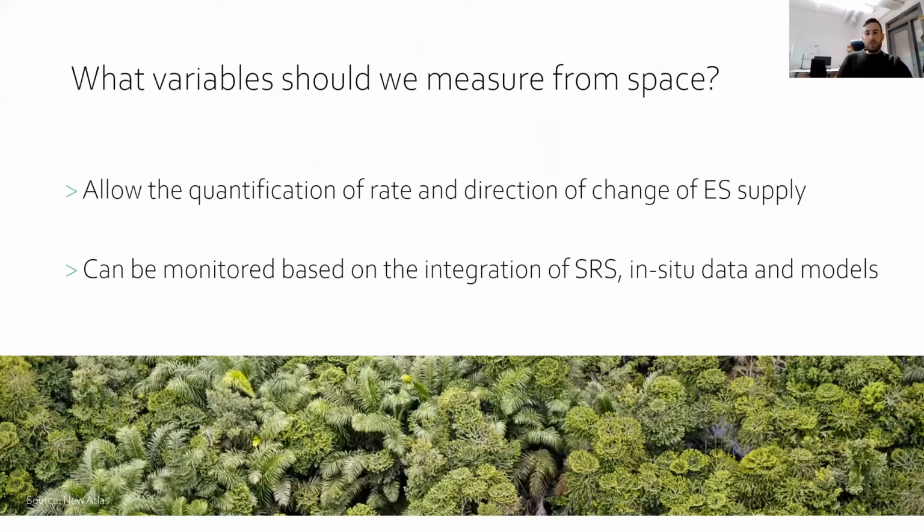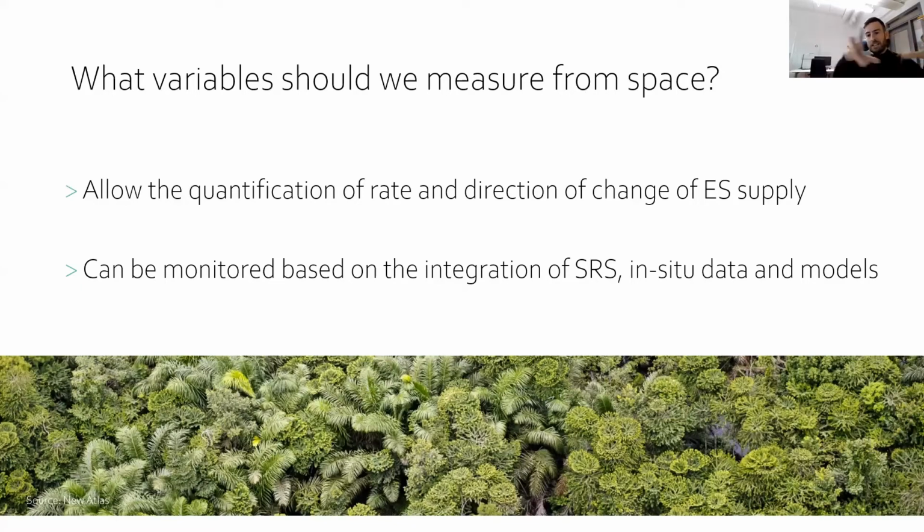And so what variables should we measure from space? This is a very important question. If we attempt to map change in ecosystem services, we must look for those variables that allow the quantification of rate and direction of change of ecosystem services supply. You know, if I use, for instance, simply albedo, which is just reflectance, I am not getting much of a story in connection to ecosystem services. If I use, instead of albedo, land surface temperature, which is actually directly influenced by albedo, then I can start to make some conclusions about certain ecosystem services supply.